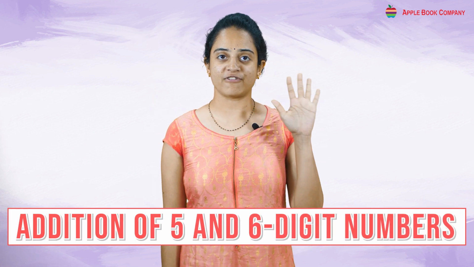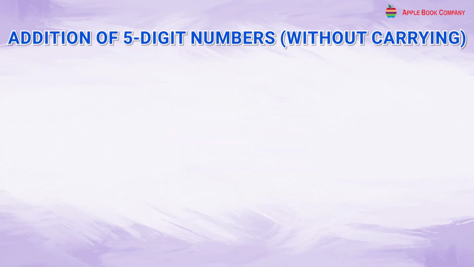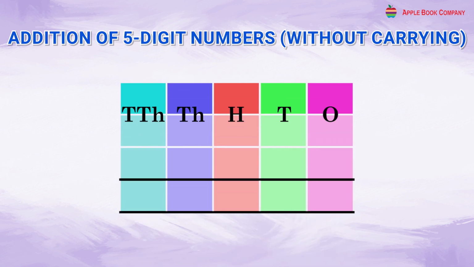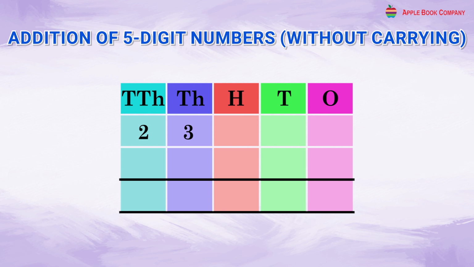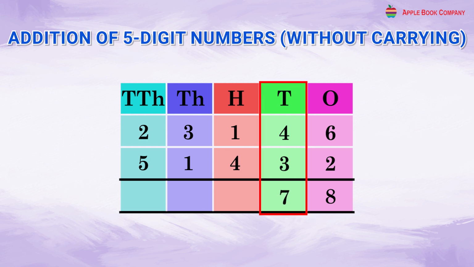Addition of 5 and 6 digit numbers. Addition of 5 digit numbers without carrying. In our example, add 23146 and 51432. Write the given numbers in proper columns and go on adding. In step 1, add ones. 6 plus 2 is 8 ones. Step 2, add tens. 4 plus 3 is 7 tens.